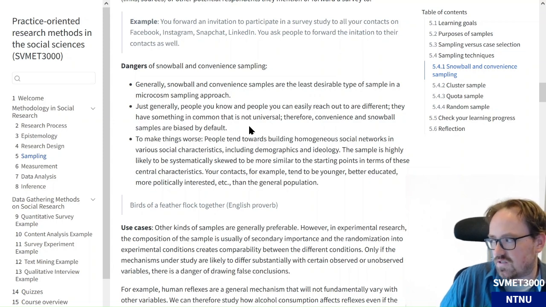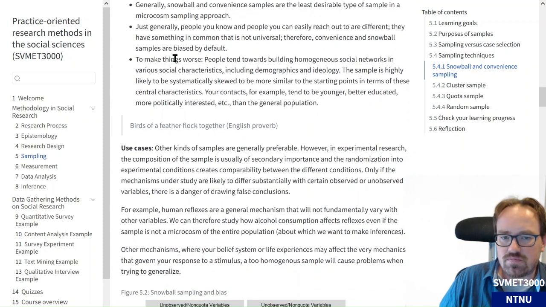For university students, for instance, it's quite likely that these people are very highly educated and very politically interested compared to just a general sample of the population. And that is what makes things worse. People tend towards building homogeneous social networks in various social characteristics, and that includes characteristics that we know have many effects on behavior and worldviews, demographics and ideology, for instance.